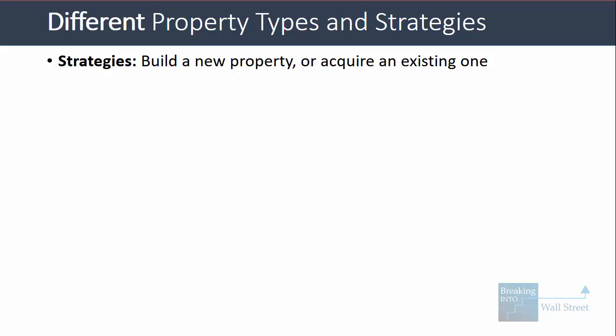In terms of strategies and how to make money with all this, the two basic options are to build a new property or to acquire an existing one. Now, beyond those high-level distinctions, we would say that there are 4 main strategies when it comes to real estate.